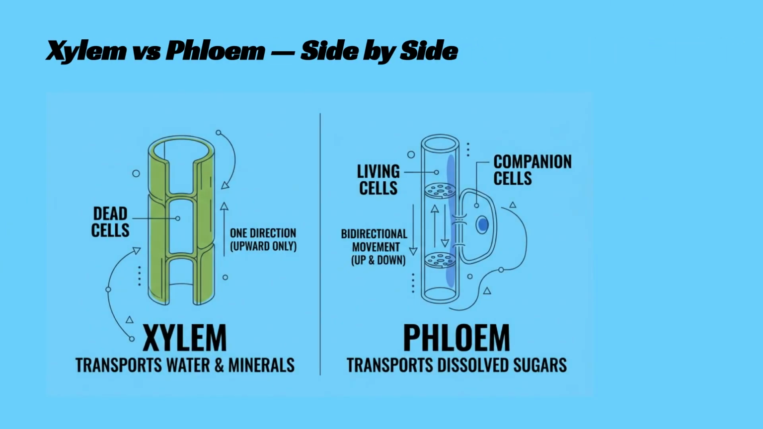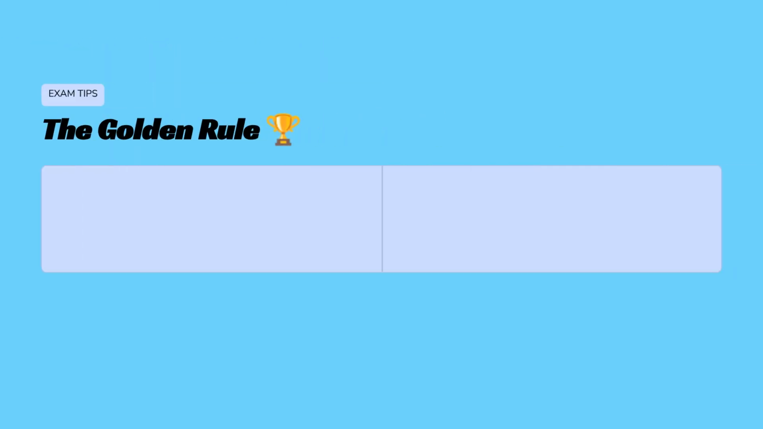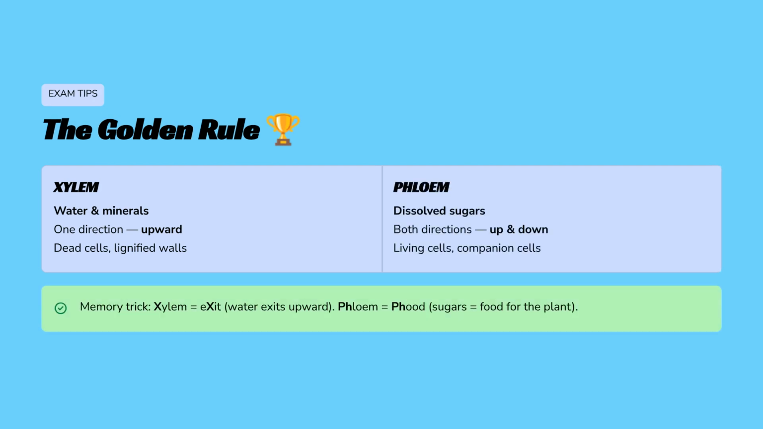This chart compares xylem and phloem, showing the difference in what they transport, the direction of flow, and the cell types they are made of. For exams, remember the golden rule. Xylem transports water and minerals upward using dead cells. Phloem transports dissolved sugars in both directions, using living cells and companion cells.